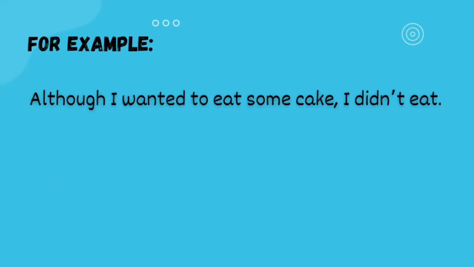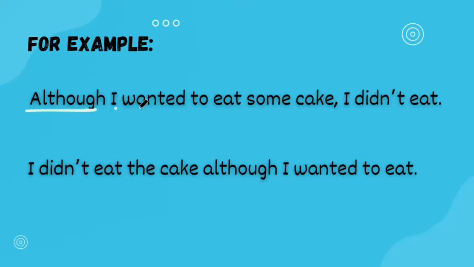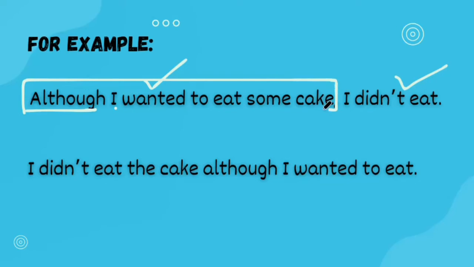For example, although I wanted to eat some cake, I didn't eat. Maybe someone is on a diet, right? So although I wanted to eat some cake, I didn't eat. So these two parts of the sentence are contradictory to each other. You want to do something, but you are not doing it, right? And we are connecting it with although. This part of the sentence is your dependent clause or subordinate clause. That's why we have a subordinating conjunction here. This is independent. I didn't eat. It's a complete sentence, right?